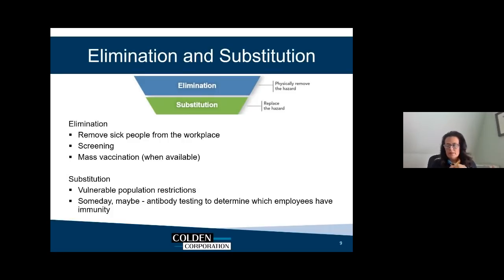So always, the best thing you can do to mitigate risk from a hazard is eliminate it. Just get rid of it. If it doesn't exist, it can't harm anyone. If you can't eliminate, you want to make a less hazardous substitution, okay? So elimination for this virus largely consists of, right now, again, without a vaccination, which would be the perfect elimination, removing sick people from the workplace. Okay, sick people just cannot come to work anymore.